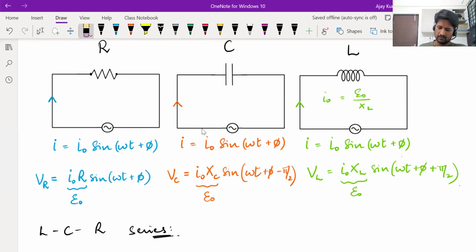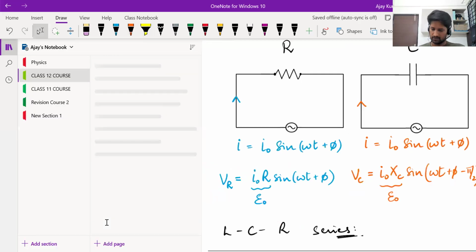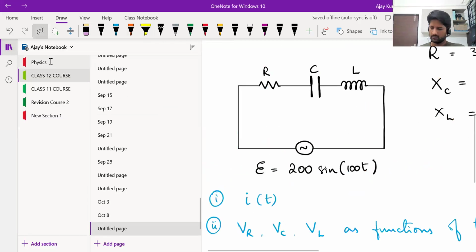Next, peak value of voltage across the capacitor will be I naught into XC, because I naught across the capacitor is V naught across the capacitor divided by XC. We had discussed all this. So V naught will be I naught into XC. Similarly, for the inductor, it will be I naught into XL. And you know what to do with the phase. Capacitor makes current lead, means EMF will be lagging. That's why minus pi by 2. Inductor makes current lag, means the voltage will be leading. So plus pi by 2. That way, if you know the current equation, you can write the voltage equation. So I want you to apply all this and solve this problem now. Make it fast.